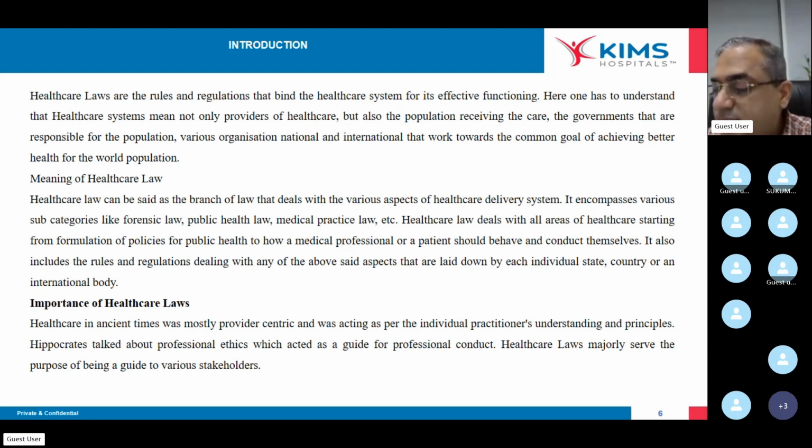Refer to page number 6. Can you open page number 6? Can you read the modern version of Hippocrates' Oath, Basic Principles?